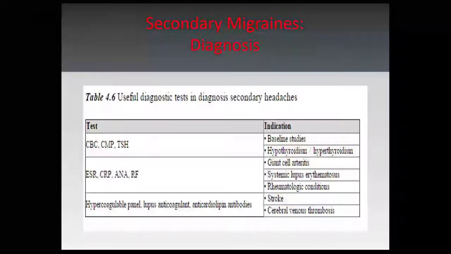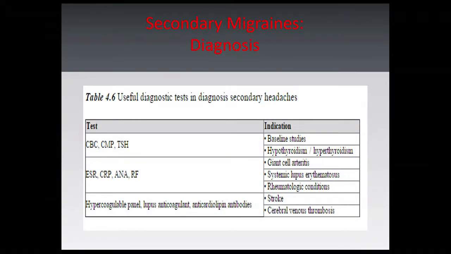And then hypercoagulable panel, we want to know if there's a stroke, multi-infarct dementia, small little mini strokes in the brain, so that's why we get imaging and blood work to see if the patient does have an issue with the clotting factors.